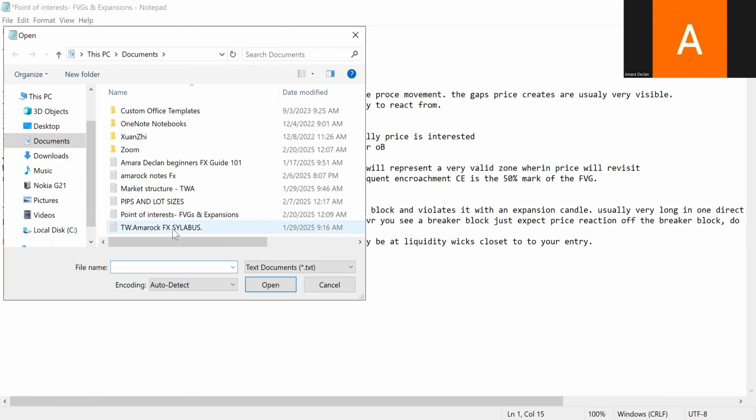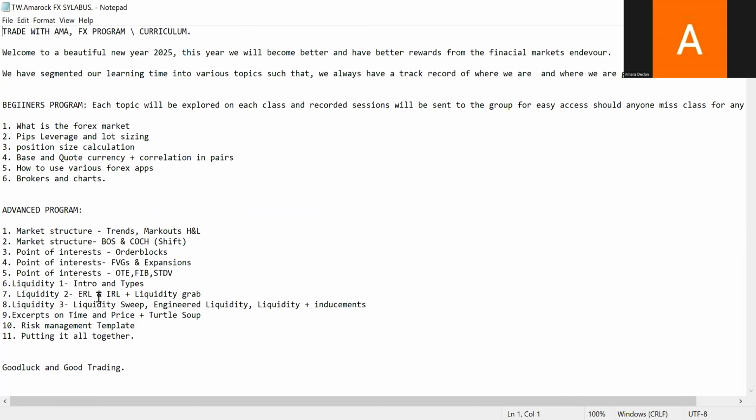Let's look at the syllabus. Okay, we've treated structures, trends, we've treated break of structure, change of character, we've treated order blocks. Now we are in fair value gaps and expansions, and we're also going to look at optimum trade entries, Fibonacci, and the sorts. So let's go back to where we were.